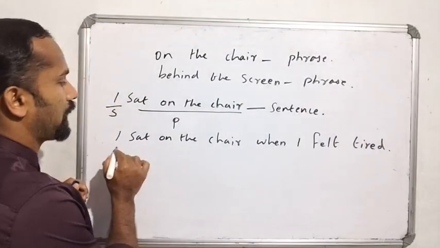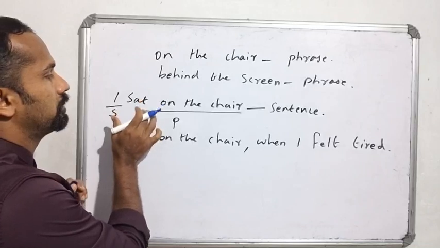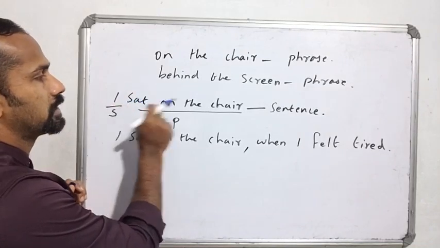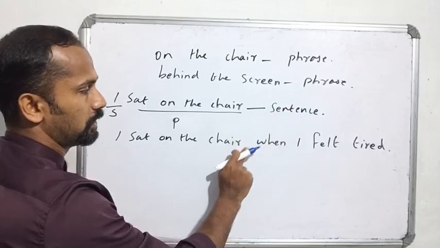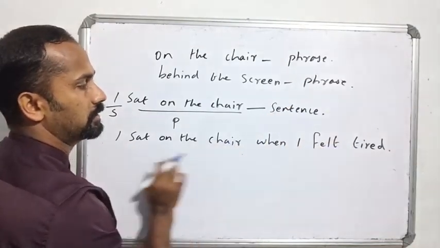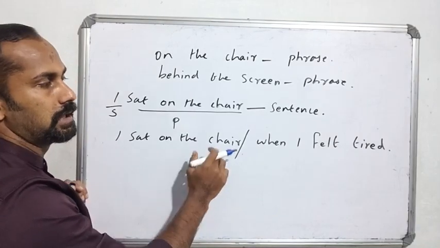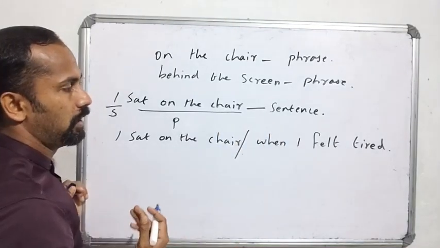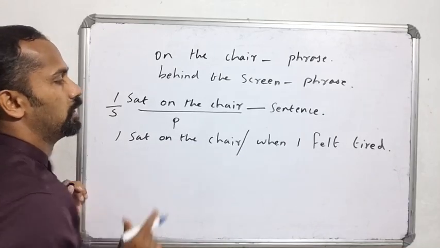But if I say I sat on the chair, till here, the same words that I wrote earlier, this was a sentence. But here, when this is part of another sentence, we cannot call it a sentence. Then what can we call it? What is the peculiarity of these words?